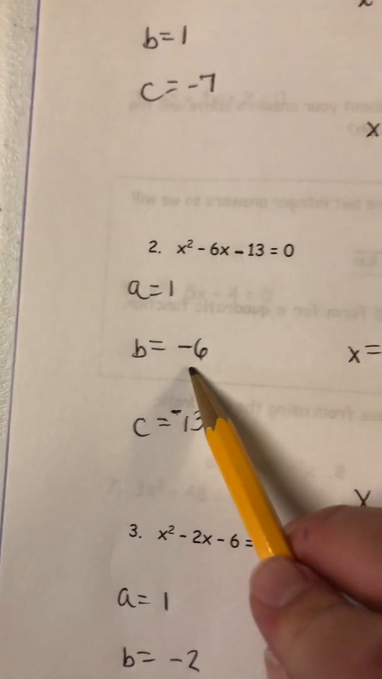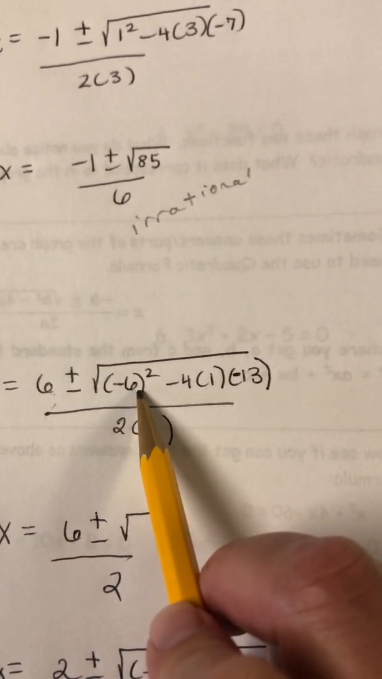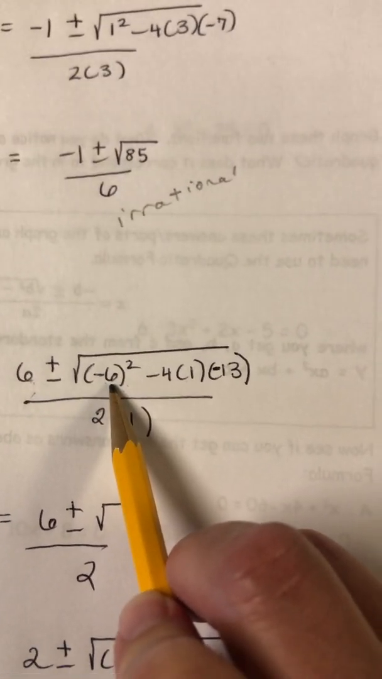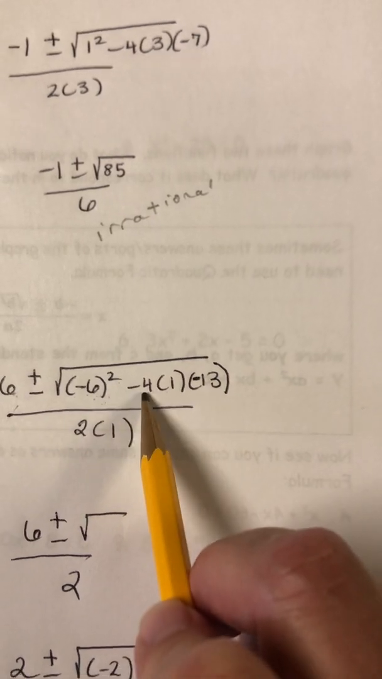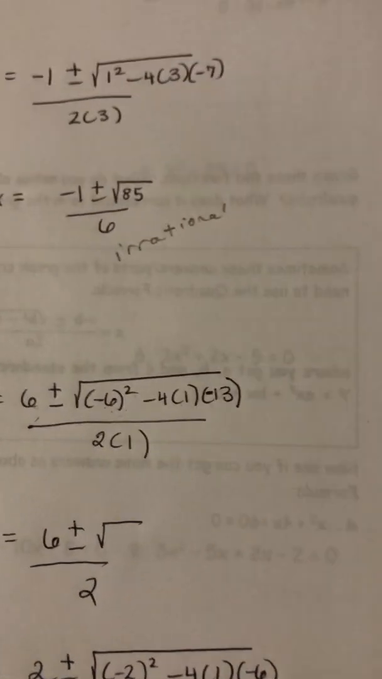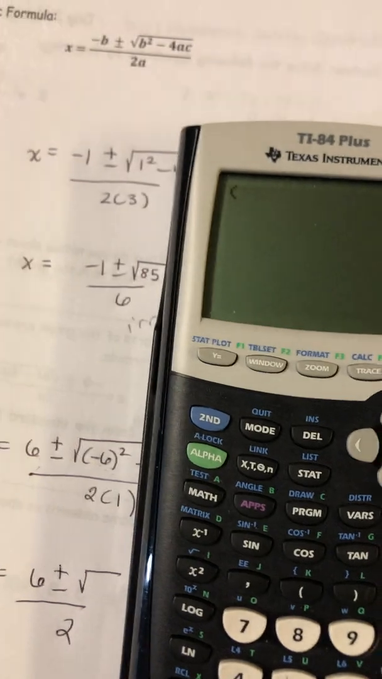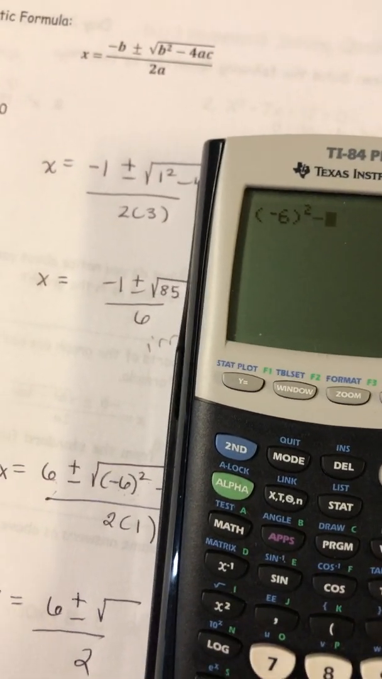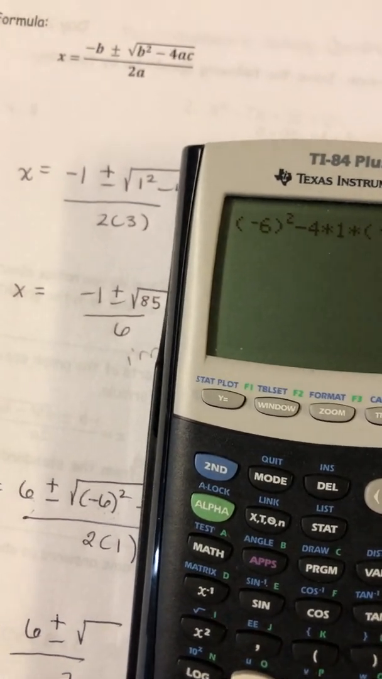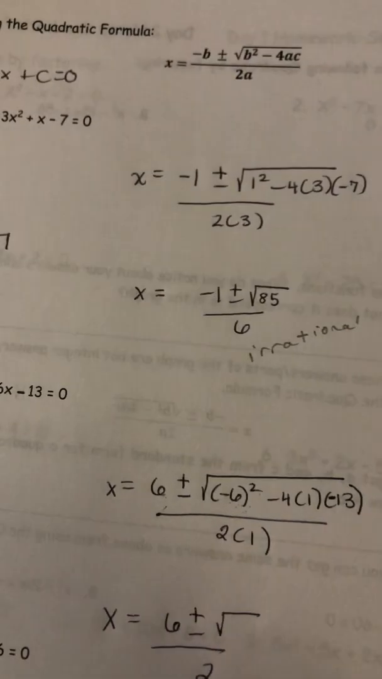So see, the b does take on the opposite sign, plus or minus. Now here again, the importance of the parentheses. If you forget the parentheses, the calculator will give you the wrong answer. Negative 6 squared minus 4 times 1 times a negative 13 all over 2. So when we finish this one up, again, I want to just show you the importance of this calculator and the parentheses. Negative 6 squared minus 4 times the 1 times, oh, I need a negative 13 in there, right? So I need parentheses. I get here 88.